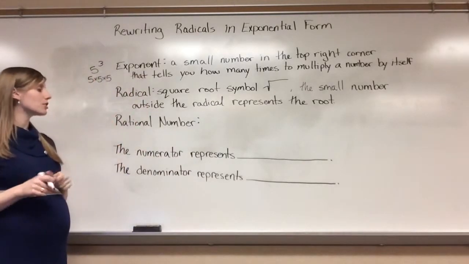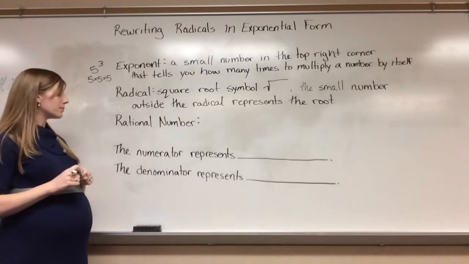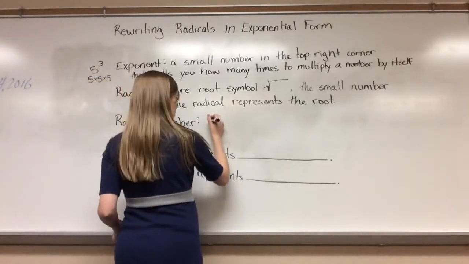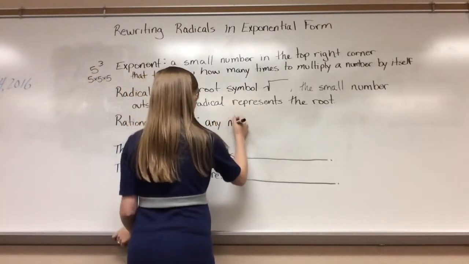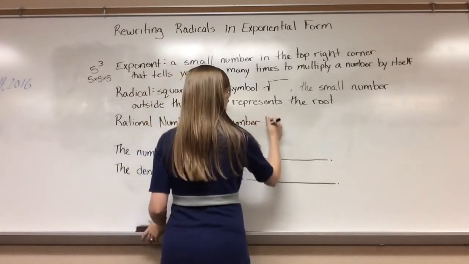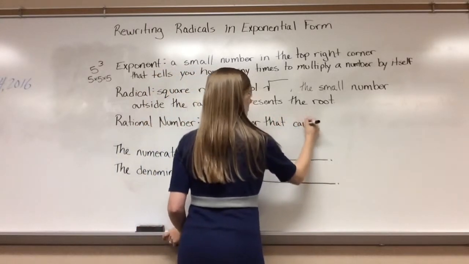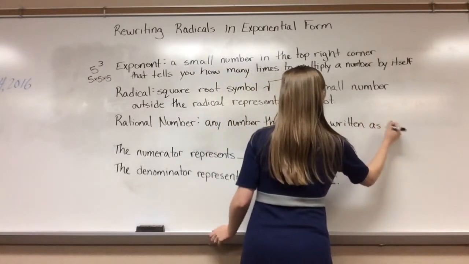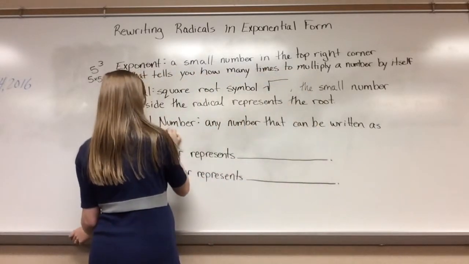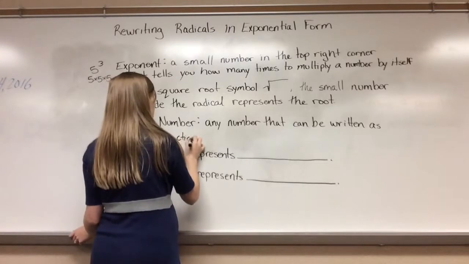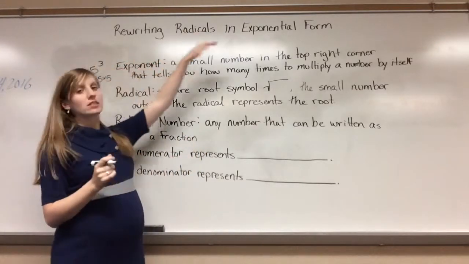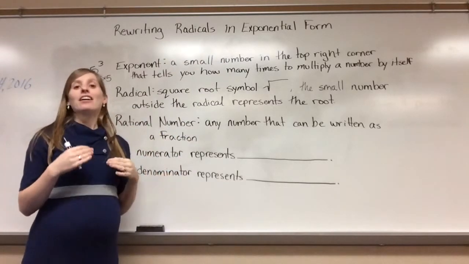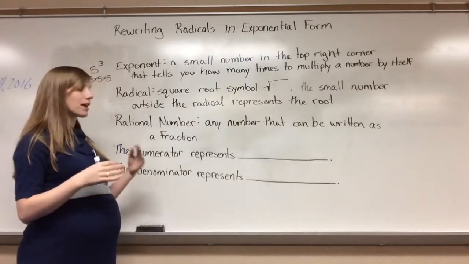Last but not least, we're going to go over the term rational number. Again, this might be one that you've heard, but maybe not very often. A rational number is just any number that can be written as a fraction. And the reason why we're talking about that is because when we rewrite radicals into exponential form, we're actually going to be writing them as fractions. Another term for that is we're going to write them as rational numbers.